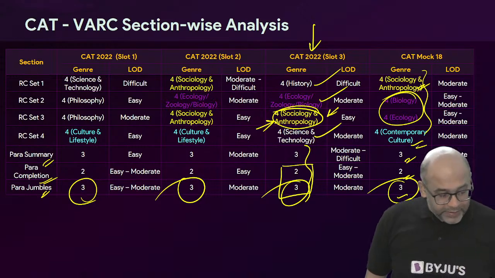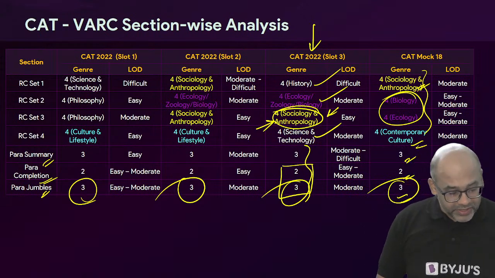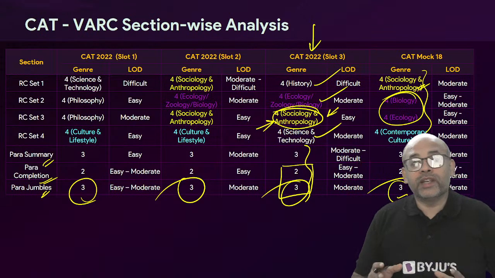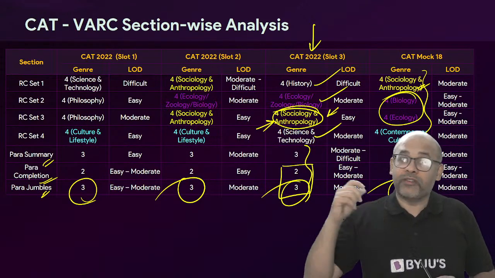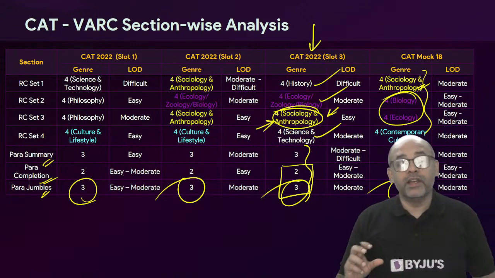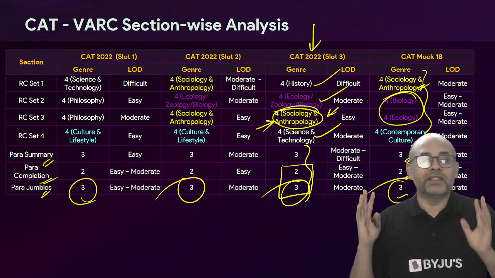Mohan says, okay, Mohan is asking a good question. Let's say the passage comes from your favorite concept, but questions are difficult. Then, Mohan, once again, what you need to understand is, if you're talking about a passage that came from your favorite topic, let's say science and technology, and the questions are difficult, you are comparing this with parajumbles. So I'll take my example.